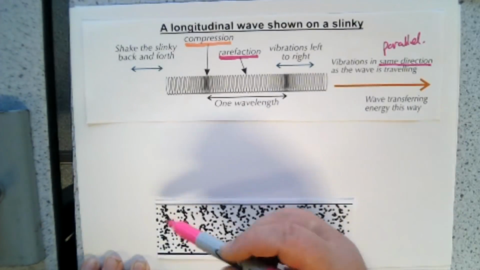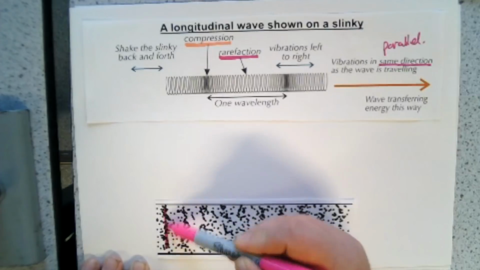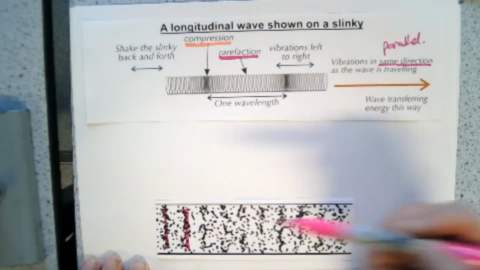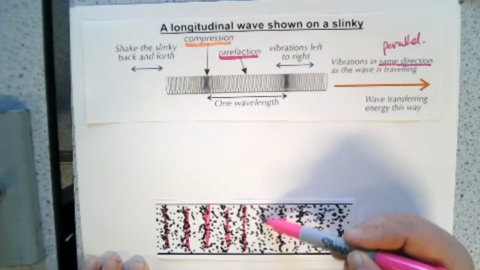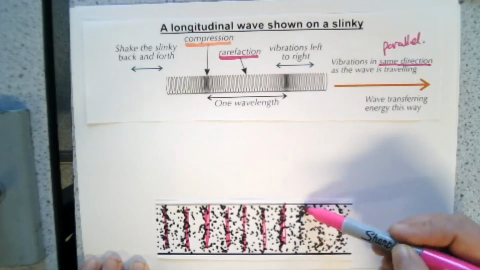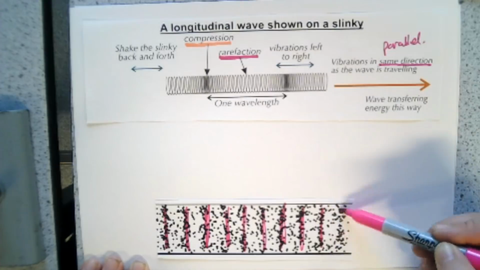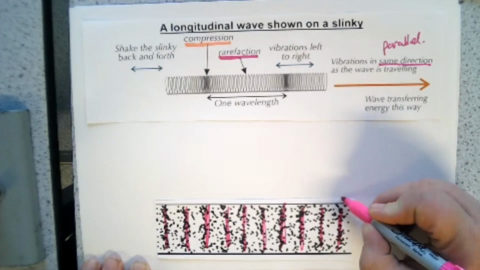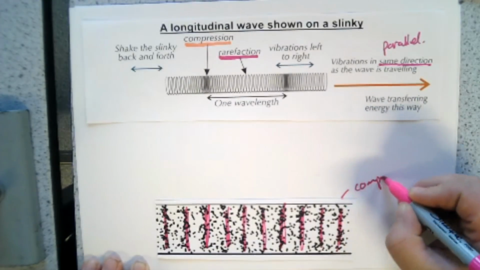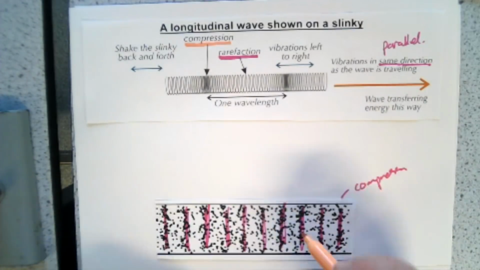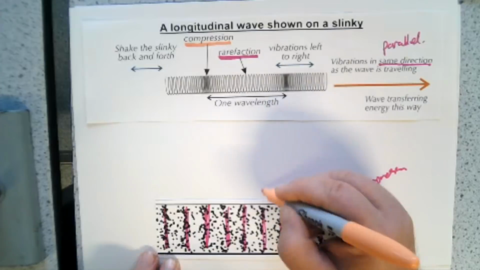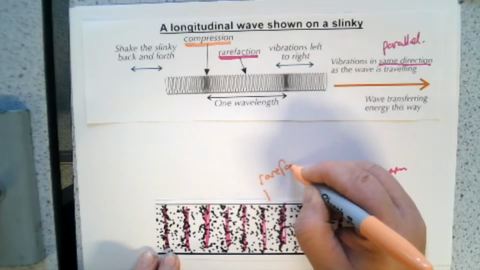And what you can see is we have areas here and here, okay, and here, and here, and here, that I'm colouring in, that the particles are closer together, all right? So these would be our areas of compression. And then where we've got particles where there are fewer ones, here would be a rarefaction.